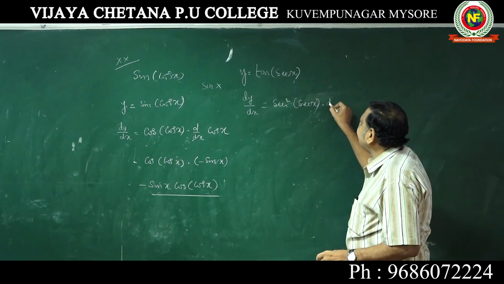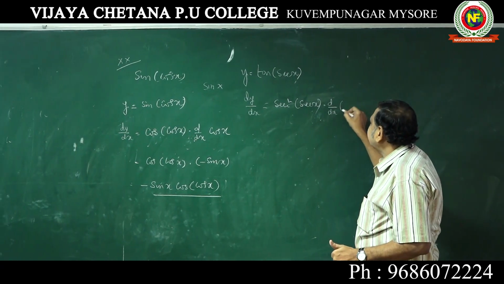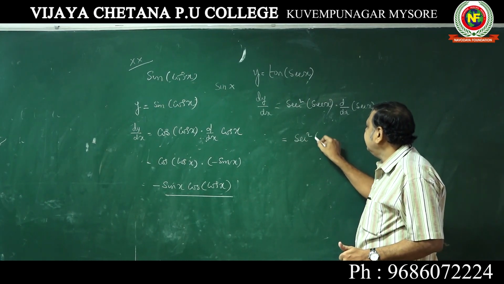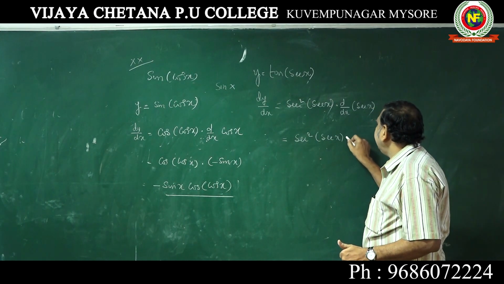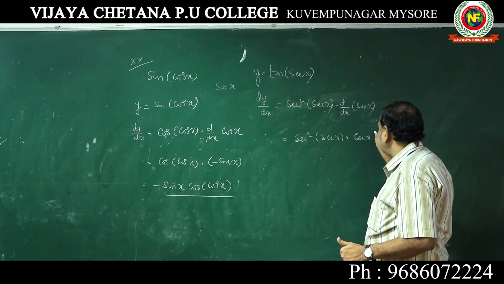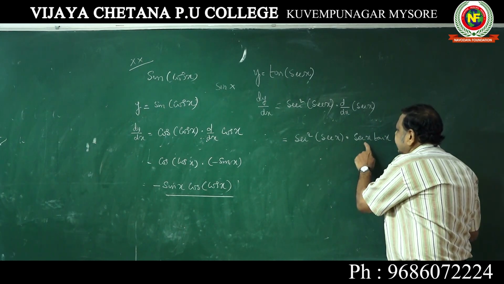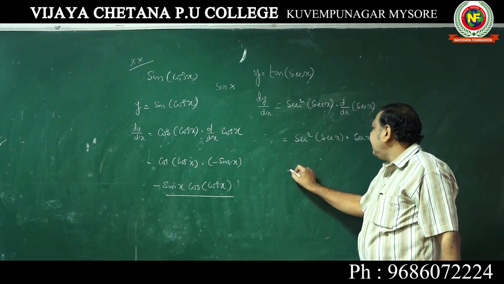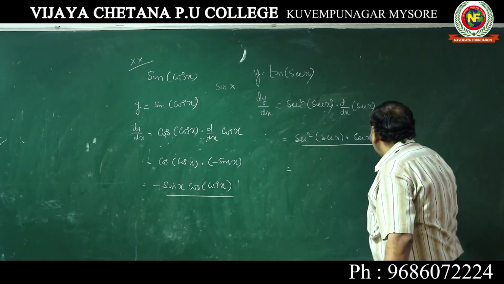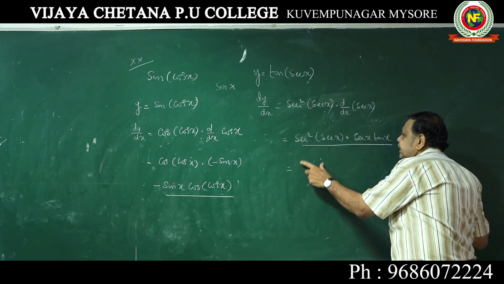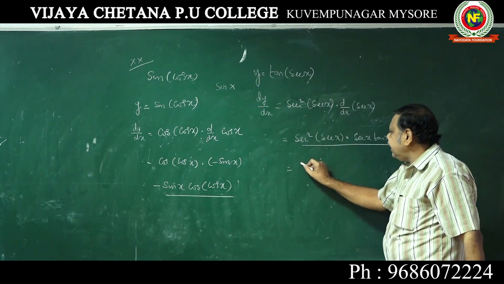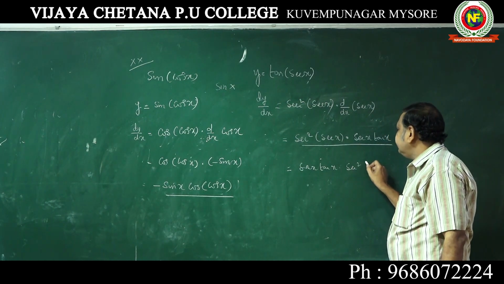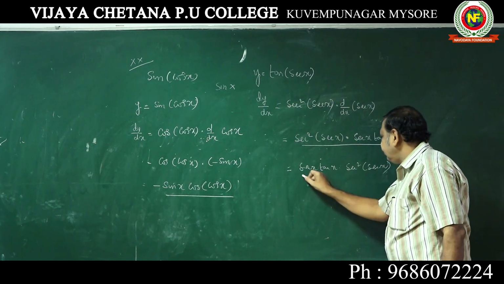Into d by dx of whatever is there in the bracket. D by dx of secant x, so it is secant square secant x into d by dx of secant x, which is secant x tan x. Don't multiply secant x, secant cube, that is wrong because this entire thing is a function. So the answer, if you want, you can keep it like this, or you can write secant x tan x first into secant square secant x. This is the final answer.